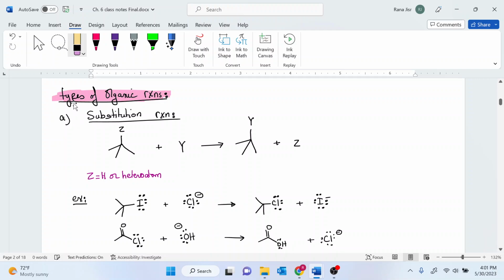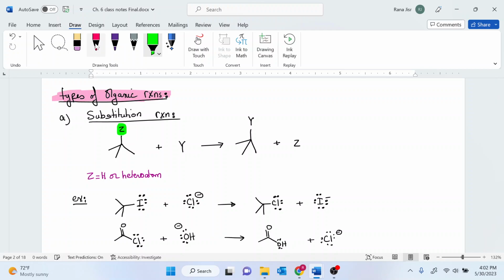There are different types of organic reactions, and each one of these reactions we will consider in a separate chapter. The first one is the substitution reaction, which we will discuss in this chapter. So, with substitution reactions, you start with your reactant, and your reactant normally has a heteroatom on it or a hydrogen. If Z is a hydrogen, then you will be working with an acid base reaction. The idea here is that you're replacing the Z with your reagent. Y is your reagent, and you simply switch Z with Y.